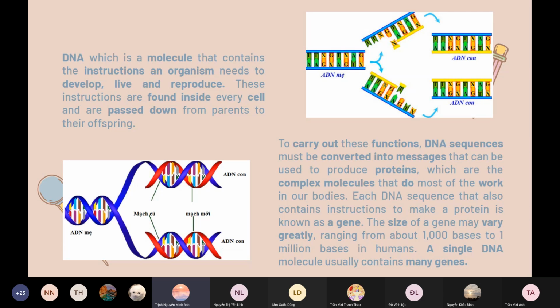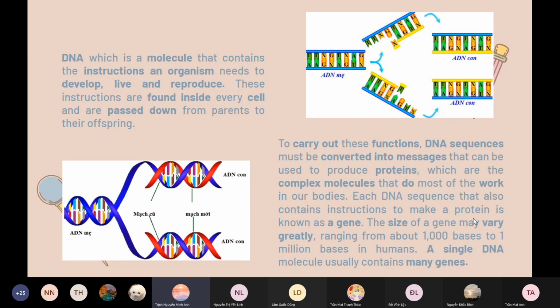Each DNA sequence that also contains instructions to make a protein is known as a gene. The size of a gene may vary greatly, ranging from about 1,000 bases to 1 million bases in humans. A single DNA molecule usually contains many genes. Well, how do you feel after hearing about this? To me, I'm so surprised at the number of bases in only one gene. The 2 pictures you see on the screen express simply the division from one original DNA to 2 new ones.